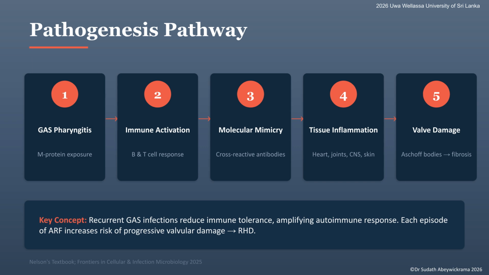The pathogenesis pathway starts with GAS pharyngitis and M protein exposure, leading to immune activation, cross-reactive antibodies via molecular mimicry, and widespread tissue inflammation. This ultimately causes valve damage and fibrosis, known as RHD. Recurrent infections reduce immune tolerance and increase the risk of progressive valvular damage.